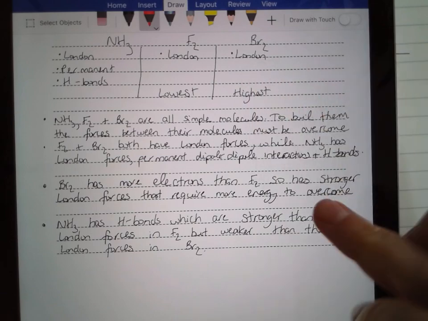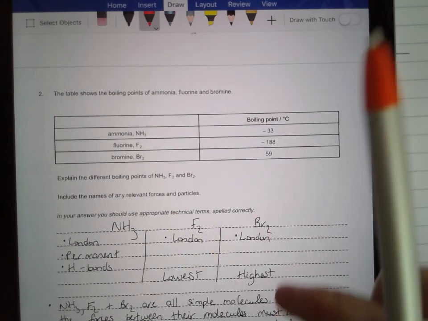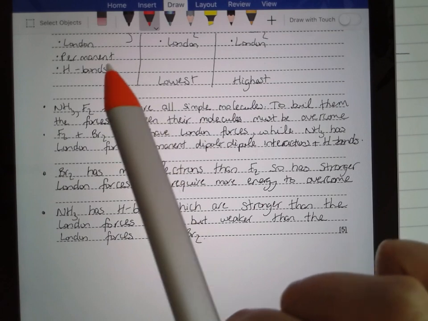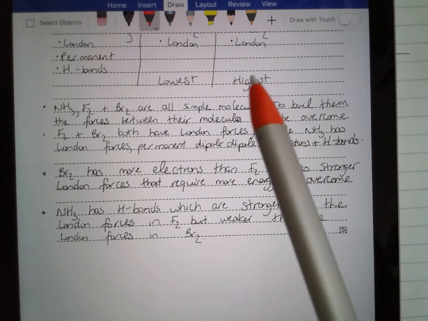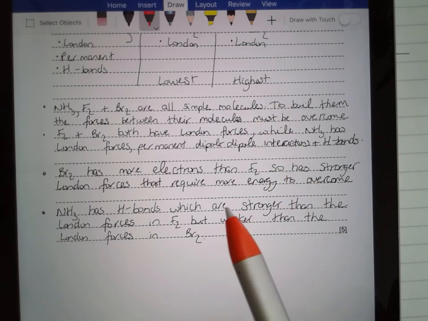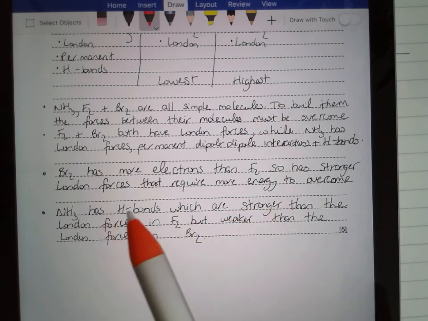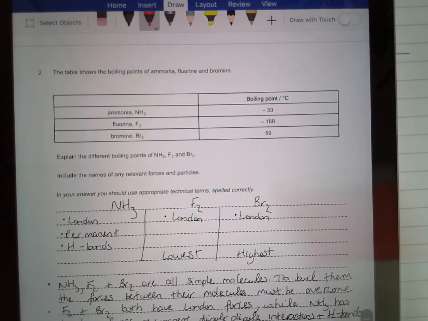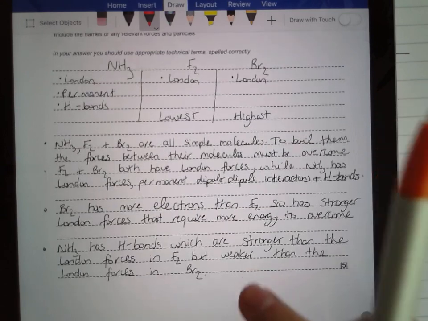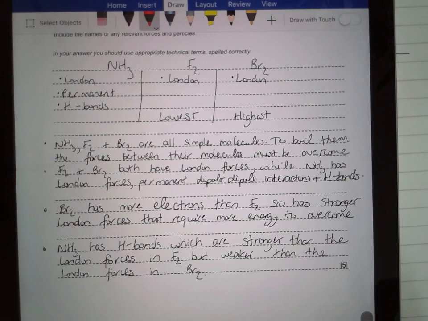Okay, but when I look back at my numbers, I can see that bromine has a higher boiling point than ammonia. So despite ammonia's permanent dipole-dipole and despite ammonia's hydrogen bonds, bromine still has the highest boiling point. That tells me that the hydrogen bonds in ammonia are weaker than the London forces in bromine. Okay, so you're given that data, and you just need to make your answer fit the data. So you wouldn't be expected to know offhand that the ammonia hydrogen bonds are weaker than the bromine London forces, but when you're given the data, you need to be able to write an answer that explains it.